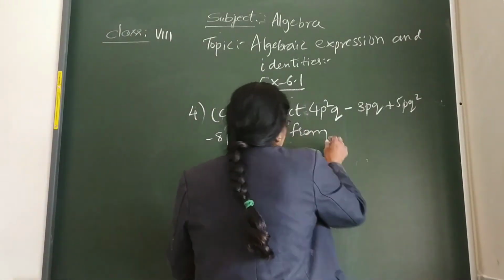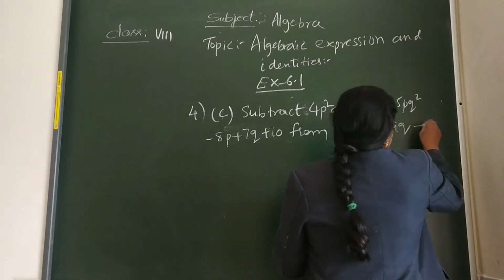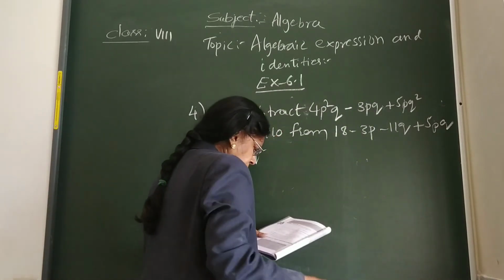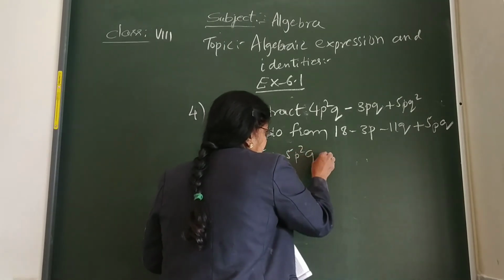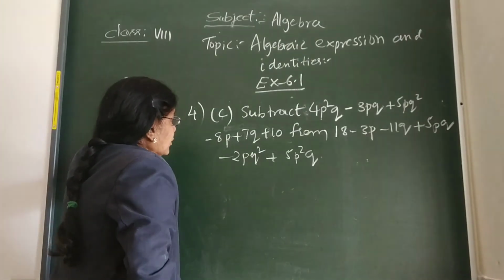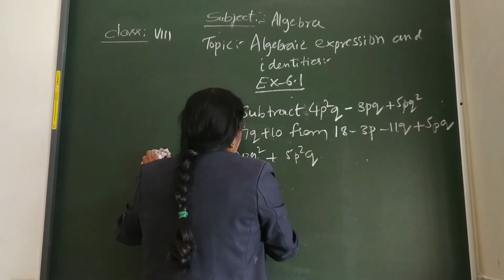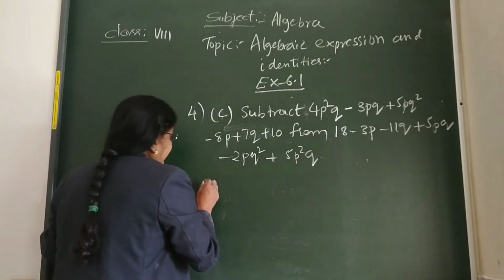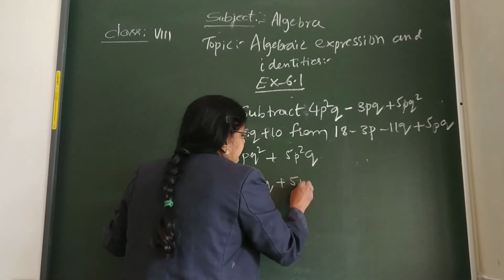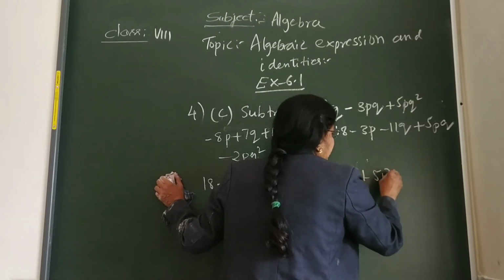Last one. From 18 minus 3p minus 11q plus 5pq minus 2pq square plus 5p square q. So you came to know how big the sum is. This is the last sum we are going to work out in exercise 6.1. First I will write down whatever is given after "from": 18 minus 3p minus 11q plus 5pq minus 2pq square plus 5p square q.